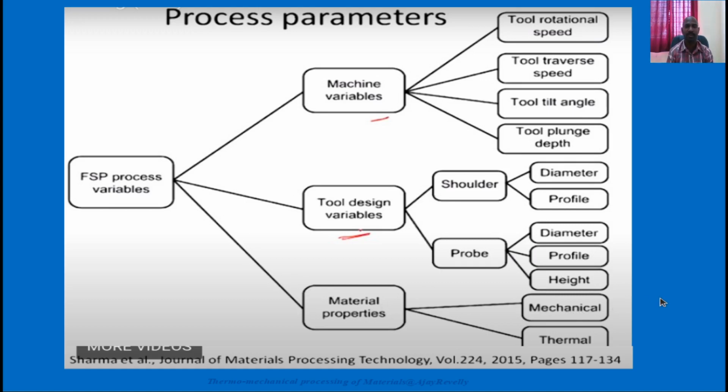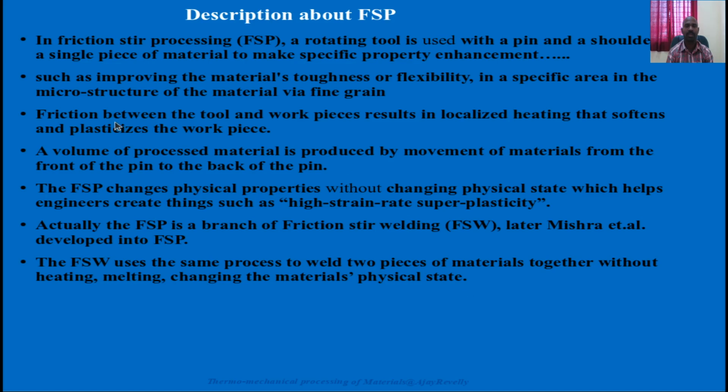Material properties, hardness will vary, and thermal properties, heat affected zone, the grain size in the heat affected zone, thermomechanically affected zone may vary. And coming to a few descriptive points about friction stir processing, the shoulder and pin mainly enhance this heating, and it enhances properties such as toughness and flexibility due to the finer grain size achievement. Localized heating will occur in friction stir processing.